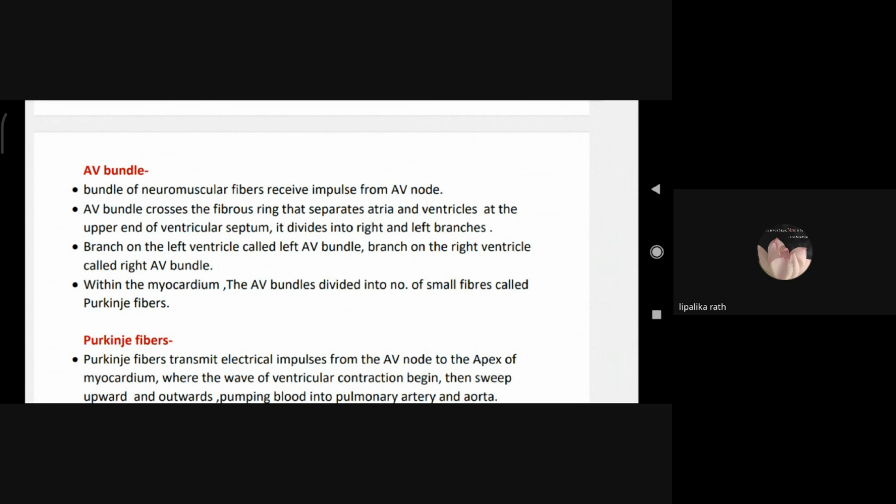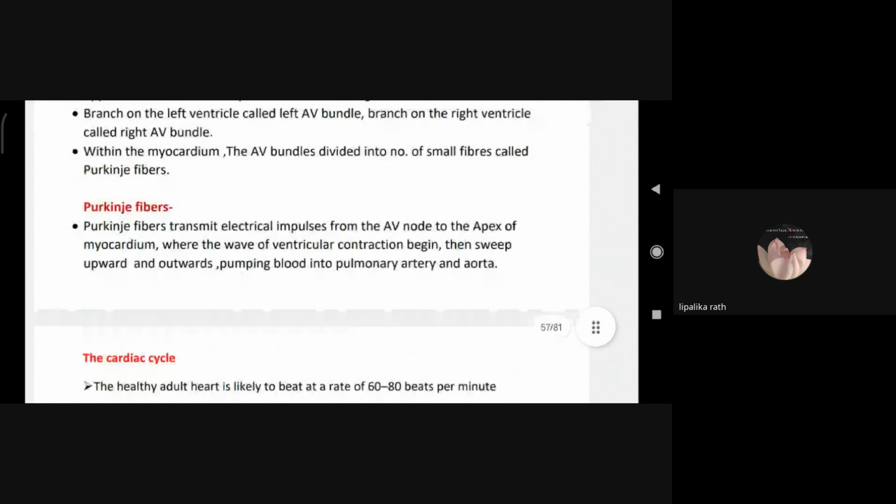Okay. So, what are Purkinje fibers? Purkinje fibers transmit electrical impulses from AV node to apex of myocardium, where the wave of ventricular contraction begins and sweeps upward and outward, pumping blood into pulmonary artery and aorta.